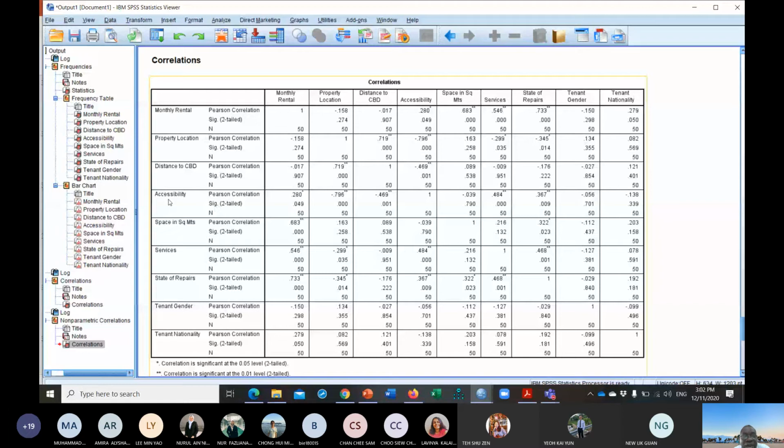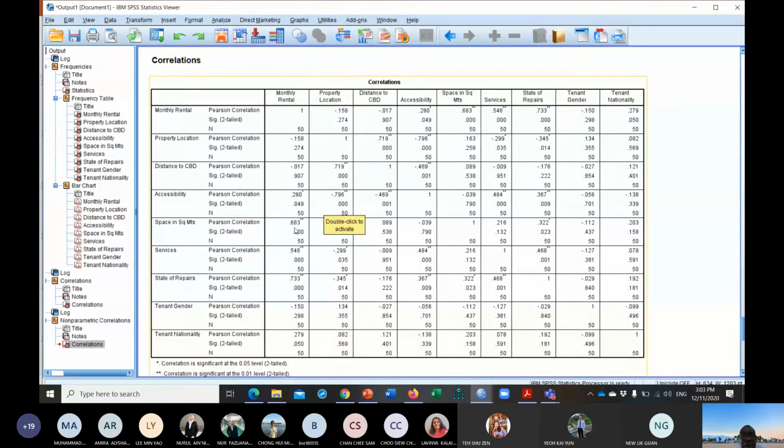Now, when we get to accessibility, it shows a significant correlation to the rent. So that means, since it is significant, it is a determinant. And when we look at the coefficient, which is 2.8, so that is 28%. So accessibility is a determinant of monthly renter.